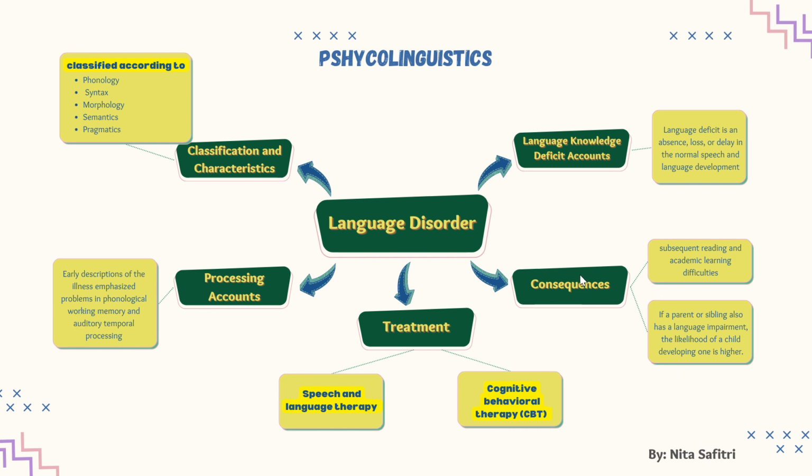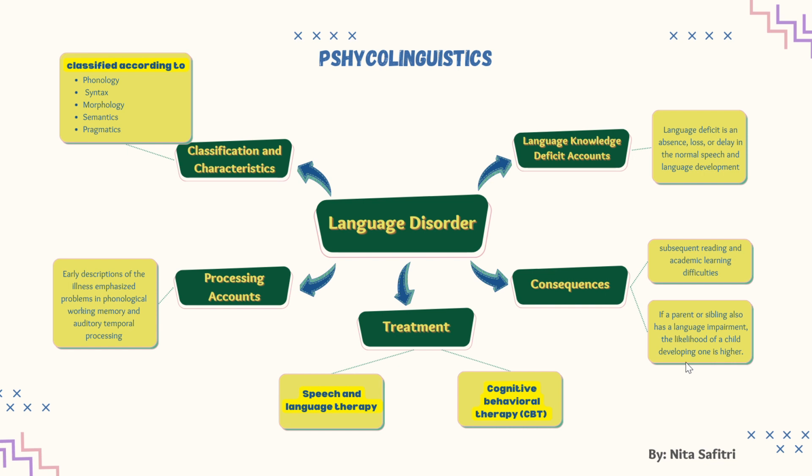Consequences. Young children with language disorder are at risk of subsequent reading and academic learning difficulties. Research has shown that at least half of kindergarten children with language disorder have identifiable reading and learning difficulties in later primary grades. Disorders of language frequently run in families. If a parent or sibling also has a language impairment, the likelihood of a child developing one is higher.